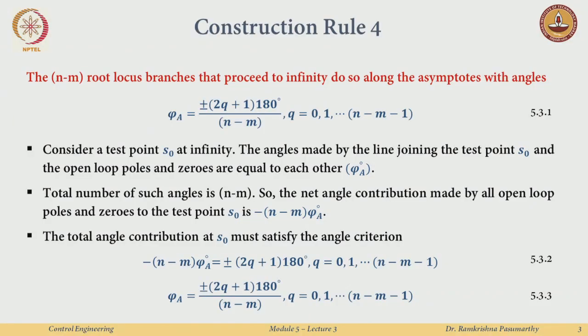Okay, continuing on that, the next step is how the root locus branches go to infinity. For example, in the motivating example we had poles at 0 and minus a, and they meet here and go to infinity. Now, what decides this?